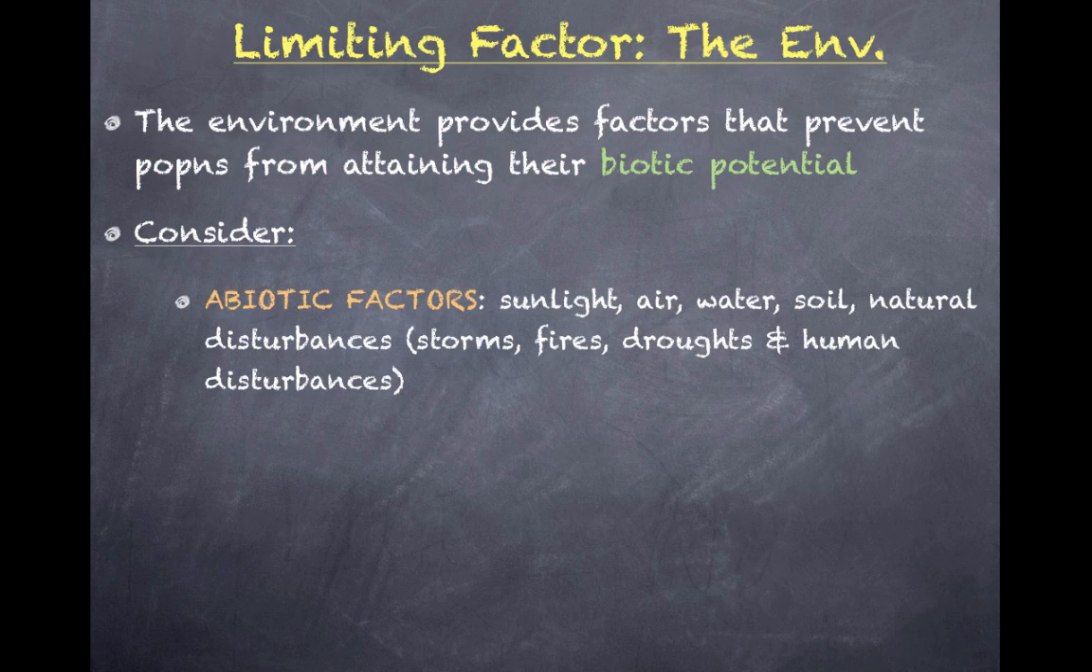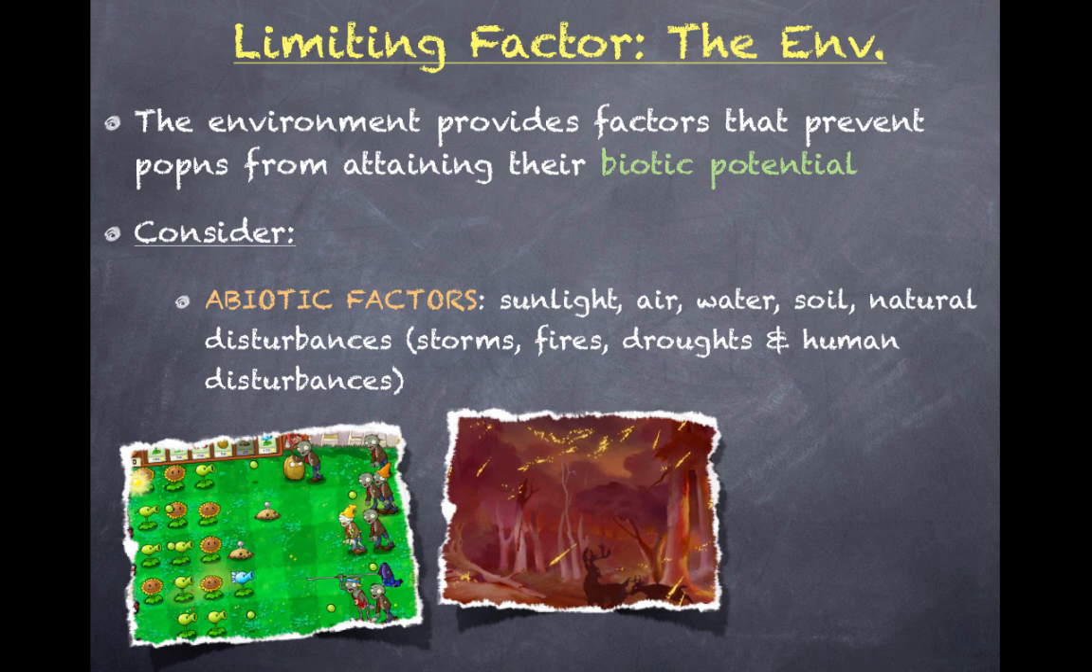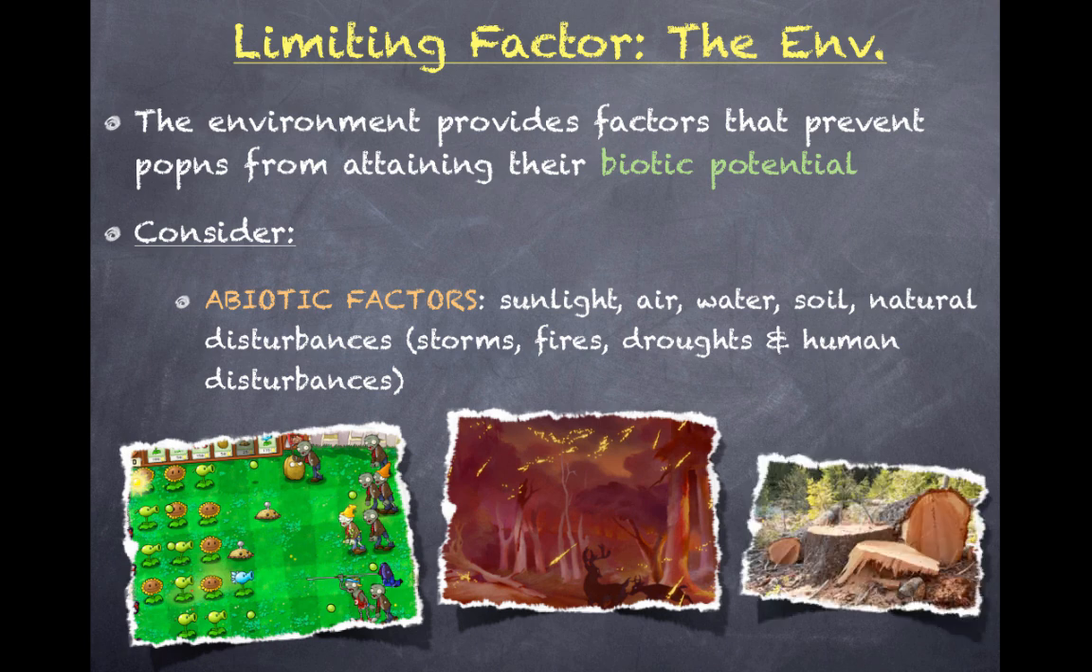The environment is another limiting factor. It can prevent populations from attaining their biotic potential. Remember abiotic factors? Things like sunlight, air, water, soil. The conditions of those things can result in either high population growth or low population growth. Natural disturbances like storms, fires, droughts, and even human disturbances can also affect the biotic potential of both plants and animals.